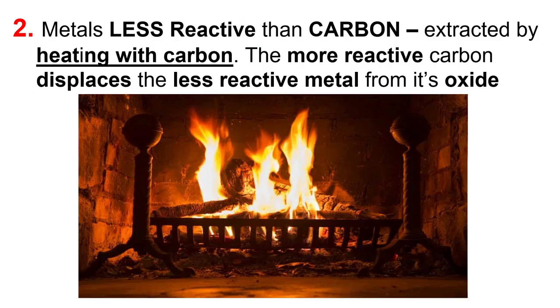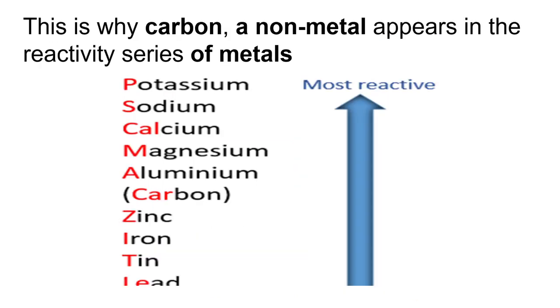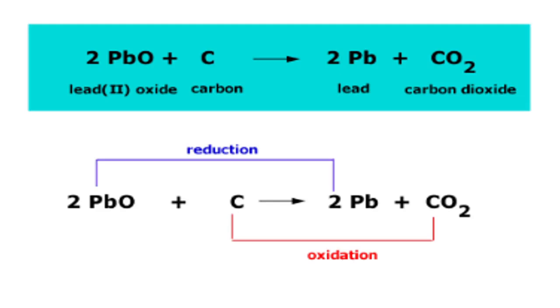Next category is metals less reactive than carbon. They are extracted by heating with carbon. The more reactive carbon displaces the less reactive metal from its oxide. And that would be a list of the metals you can extract by heating with carbon. Just basically anything that doesn't end in IUM. This is why carbon is in the reactivity series.